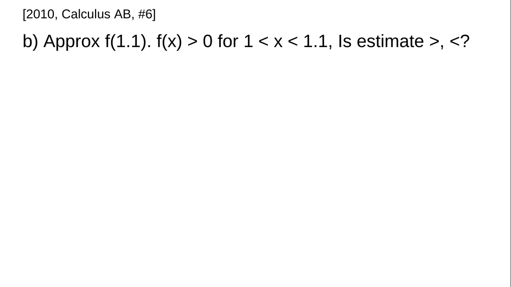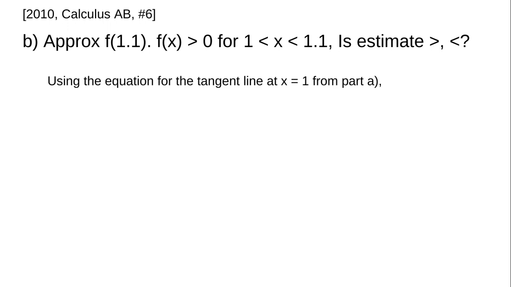In part B, we are asked to approximate f(1.1) using that tangent line equation. And we are also given that f(x) is greater than 0 for all x between 1 and 1.1. Is that approximate value of f(1.1) greater than or less than the actual value of f(1.1)?